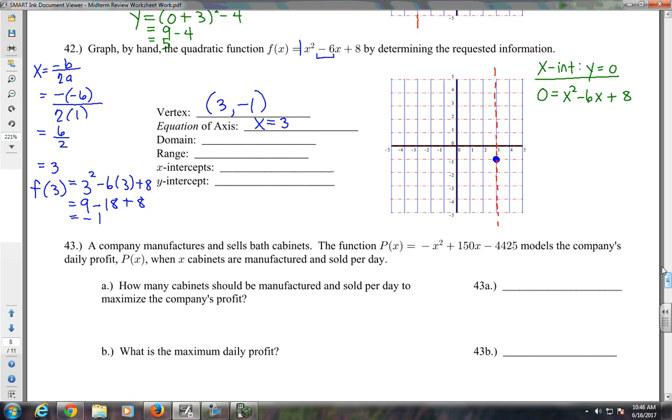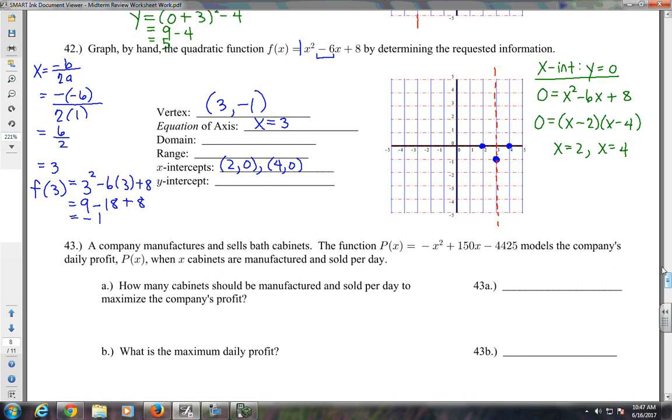Can't use the square root property on this one, but we can certainly factor this to find our x values. This will factor as (x - 2)(x - 4). Setting each of those factors equal to 0, you can see we'll obtain x = 2 and x = 4. So expressing these officially as ordered pairs, our x-intercepts are (2, 0) and (4, 0).